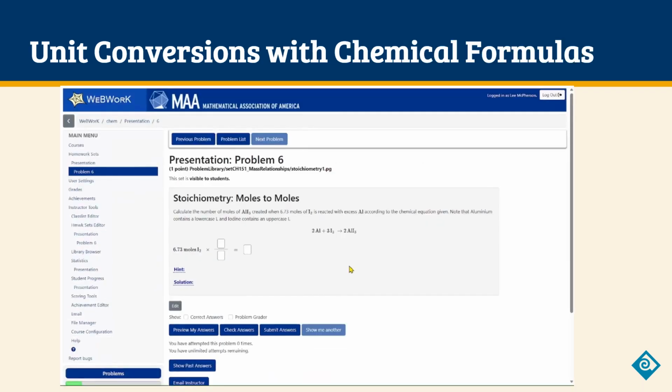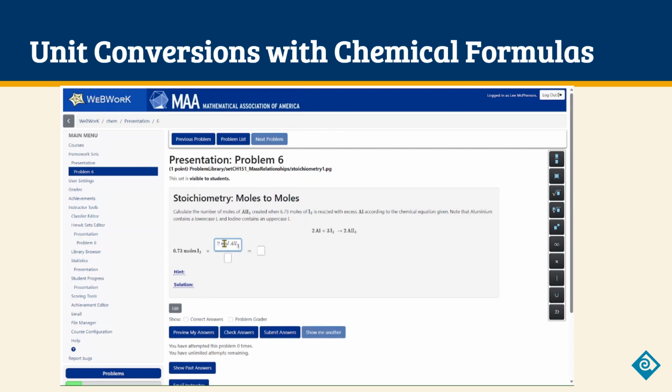Here's an example of a slightly more complicated unit conversion problem. And this is not just simple units. These are moles with chemical species attached to them. And the system still understands how to recognize these two sets of units, moles with the chemical symbol after it. So I am required to put in here, since we're calculating aluminum iodide, 2 moles of aluminum iodide. And then we're going to put in 3 moles of iodine.